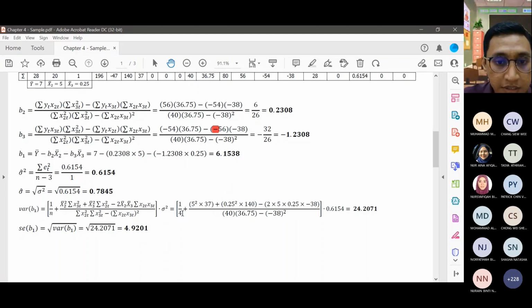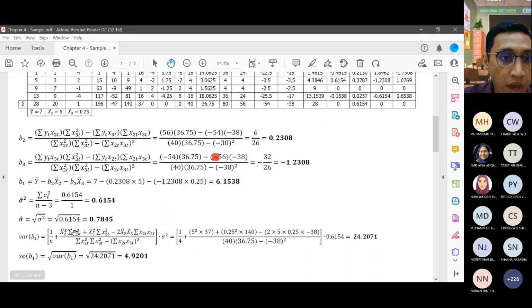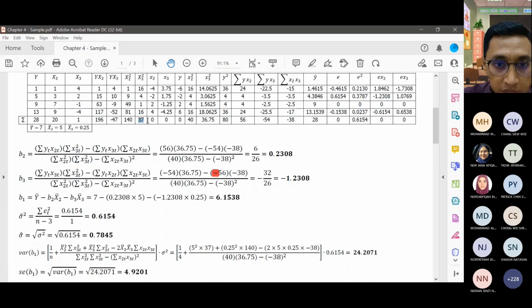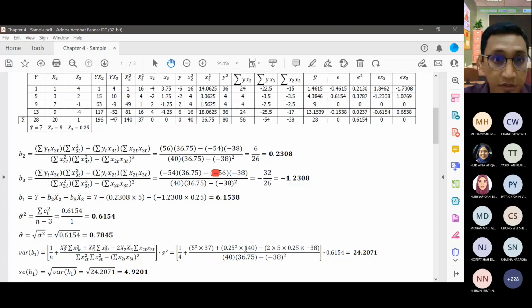So here we have 1/4 times 5 squared. This 5 squared is the mean value of x2 squared. So this 5 squared times the sum of squared x3. So this is our x3, and its sum squared is 32, right? Plus the squared mean of x3, 0.25 squared, times the sum of squared x2, which is 40. Sorry, this is another typo. It's supposed to be not 140, because the sum of squared x2, as in lowercase x2, is this one, 40, not 140. Sorry for that.